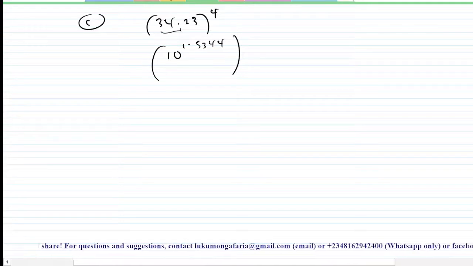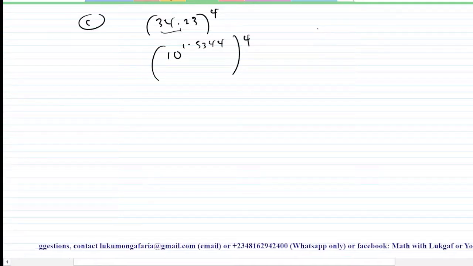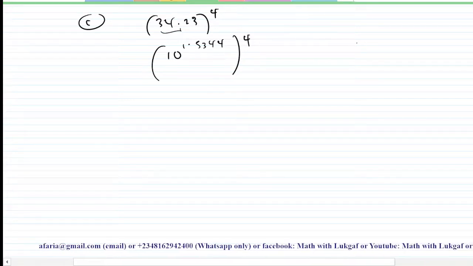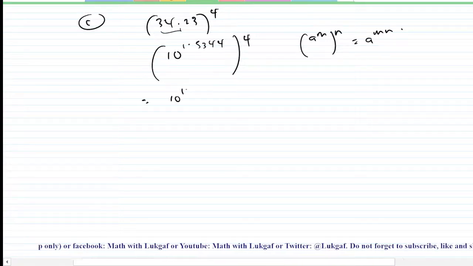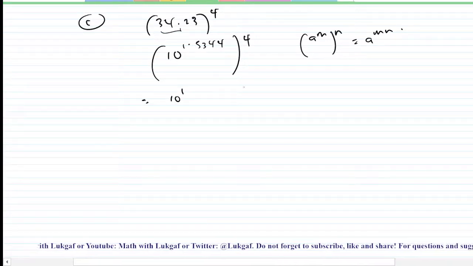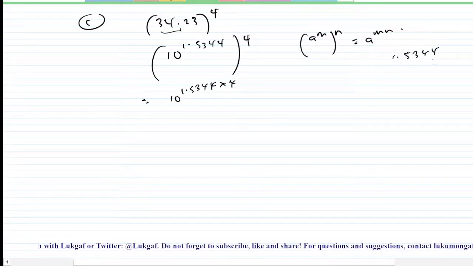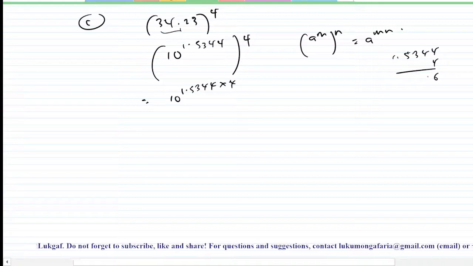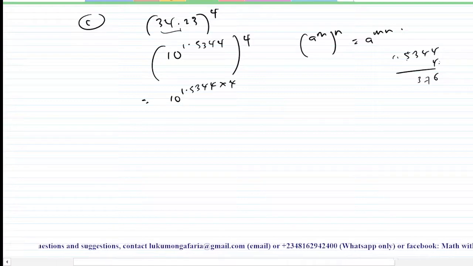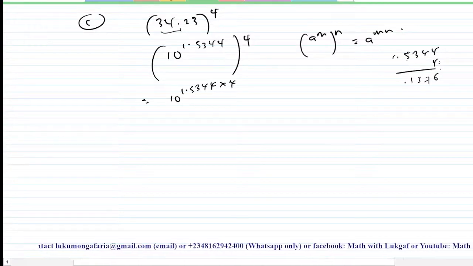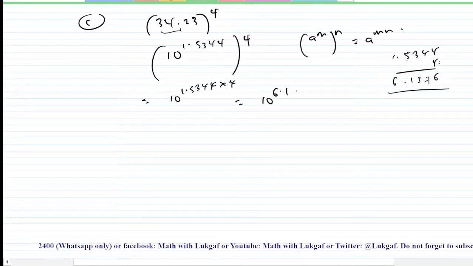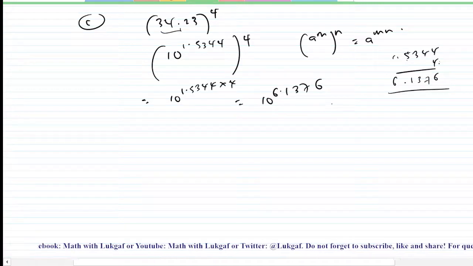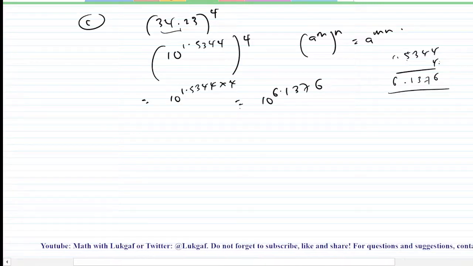Then everything raised to power 4. Don't forget from your laws of indices, when you have a raised to power m, everything raised to power n, that's the same thing as a raised to power mn. So it means this will give me 10 raised to power 1.5344 times 4. And that's 1.5344 times 4: 4 times 3 is 12, that's 13 if you add 1, so 20, 21. You keep 2, then this will give you 6, then that gives you 10 raised to power 6.1376. Don't forget, you now find the anti-log, that is to find the number which gives this logarithm.